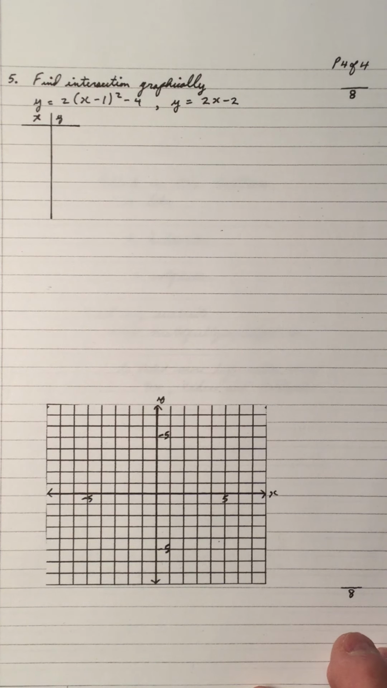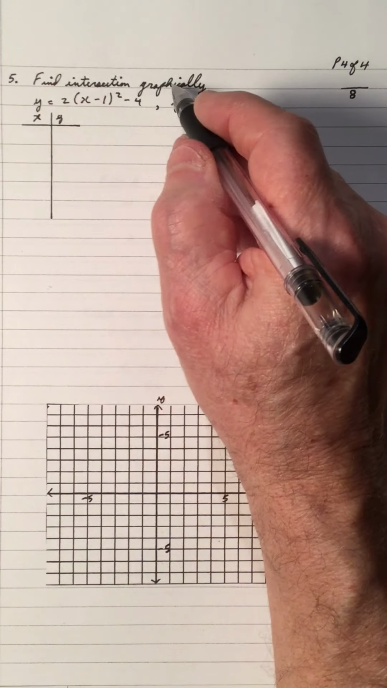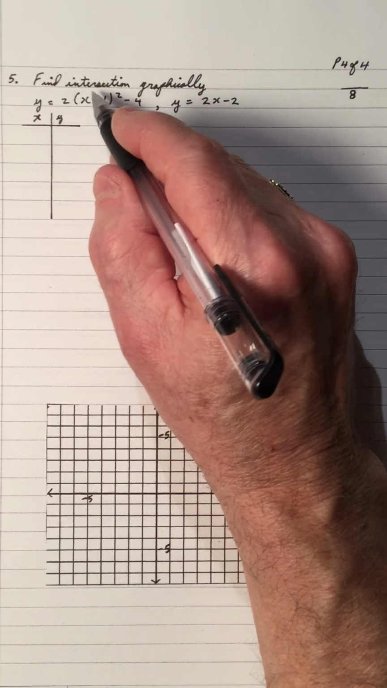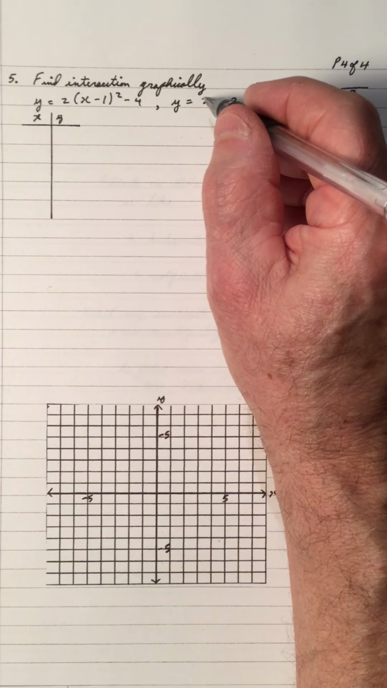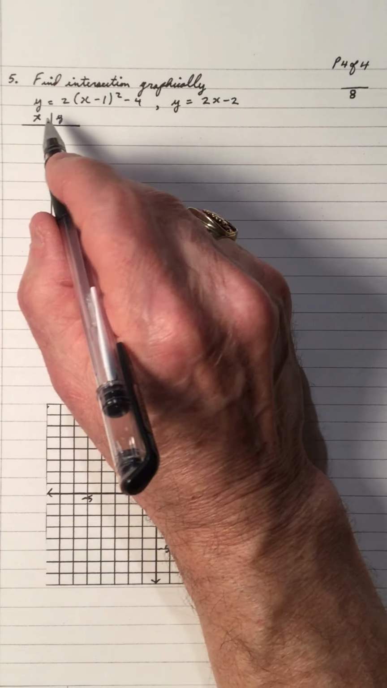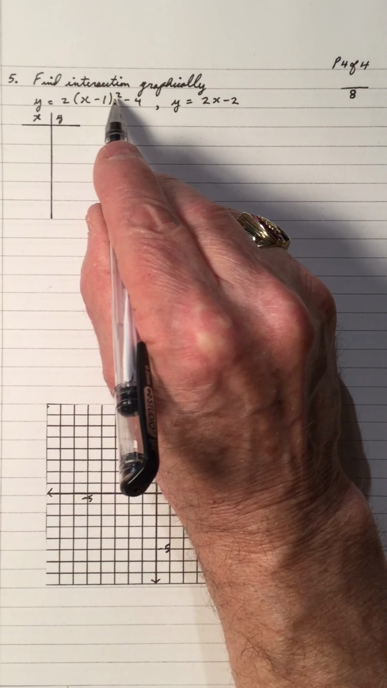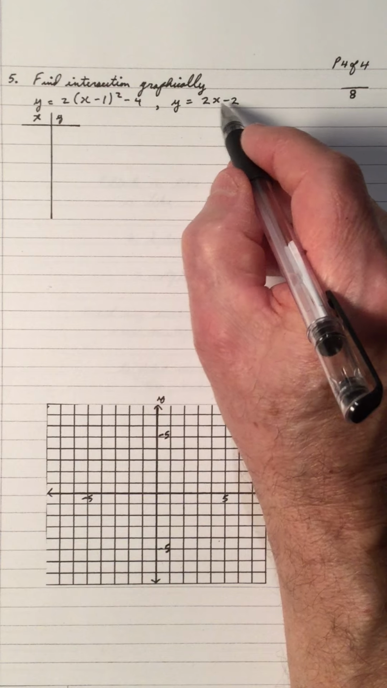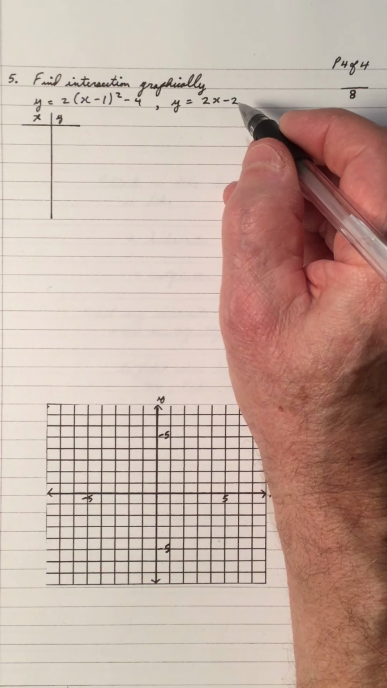And number 5, find the intersection graphically. Find the intersection means you really solve the system of equations. So we have a parabola because of the x being squared, and we have a linear. So we got a parabola and a line intersecting.